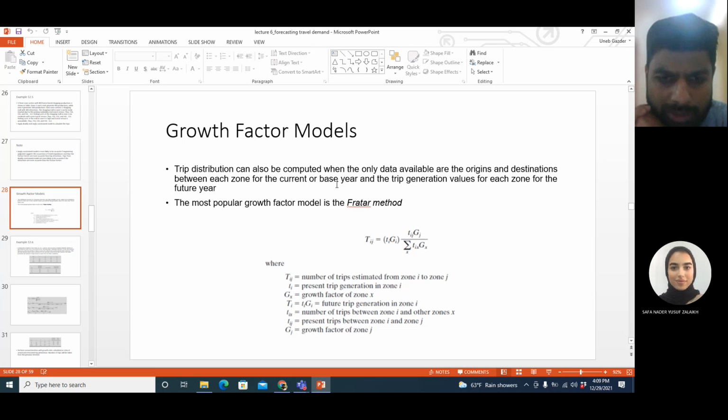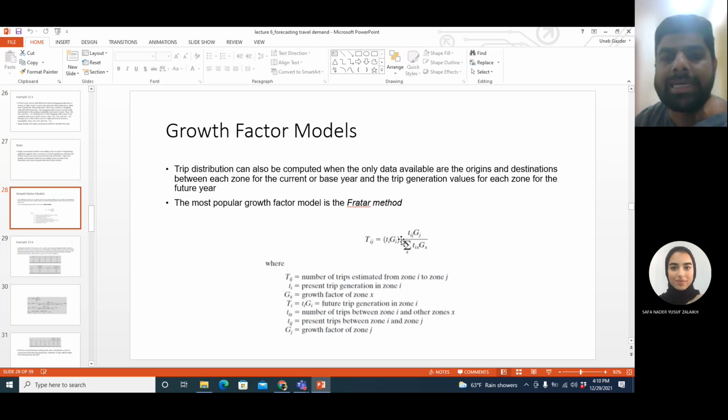And what else do we have? Small tij, the present number of trips from zone i to zone j, and Gj is the growth factor for zone j. Now this Gi is the growth factor for the zone which is the origin of the trip, from where the trip is starting. And this Gj is for the zone where the trip is supposed to go, the destination. So this one and this one are different. They may not be the same values, because they are for different zones.